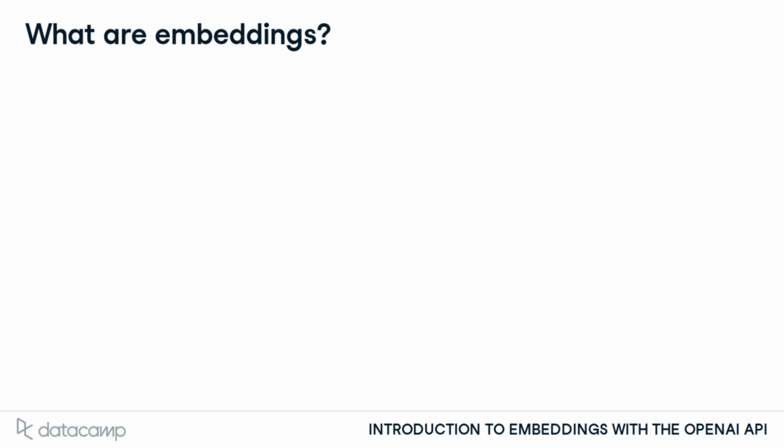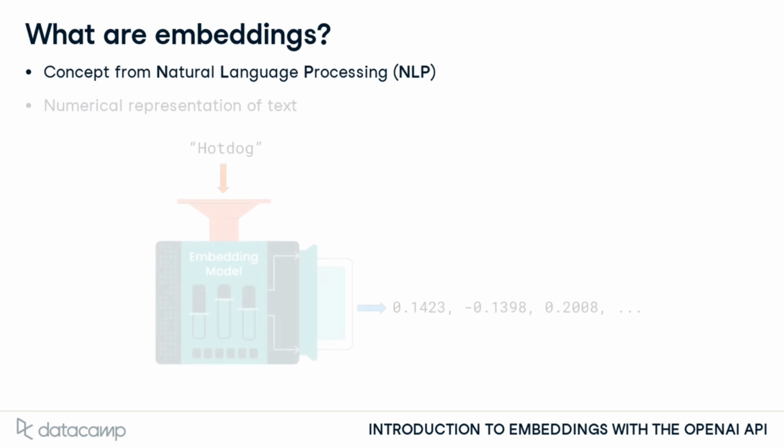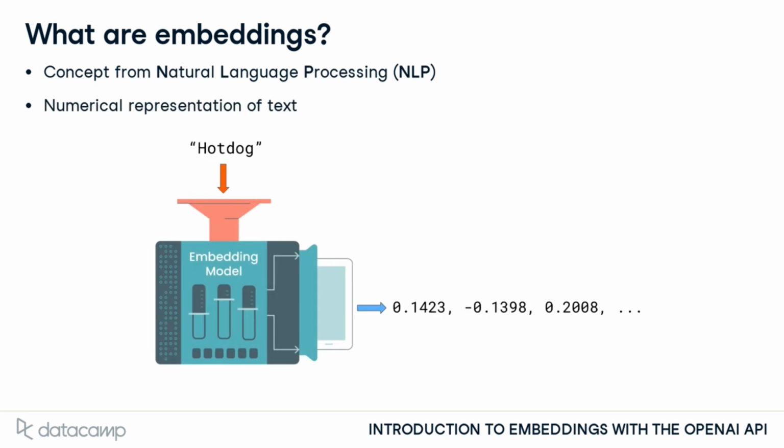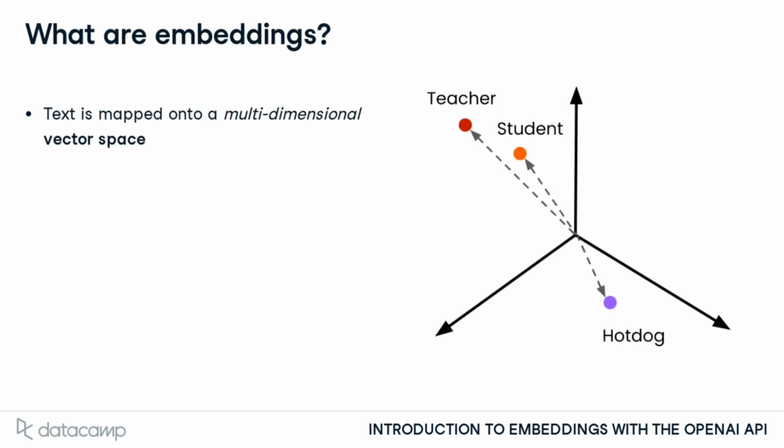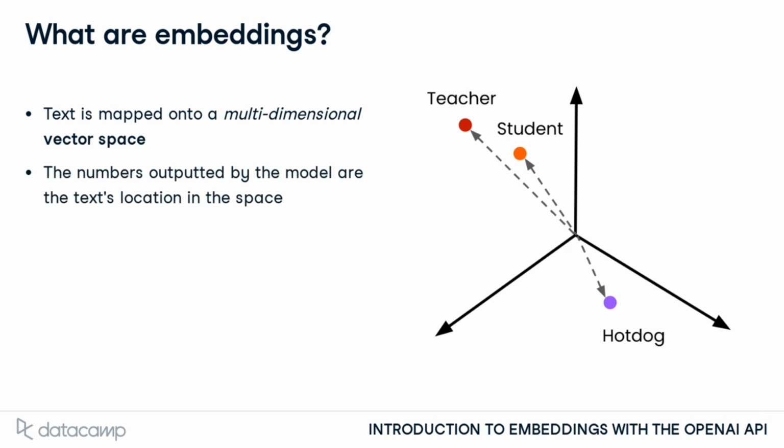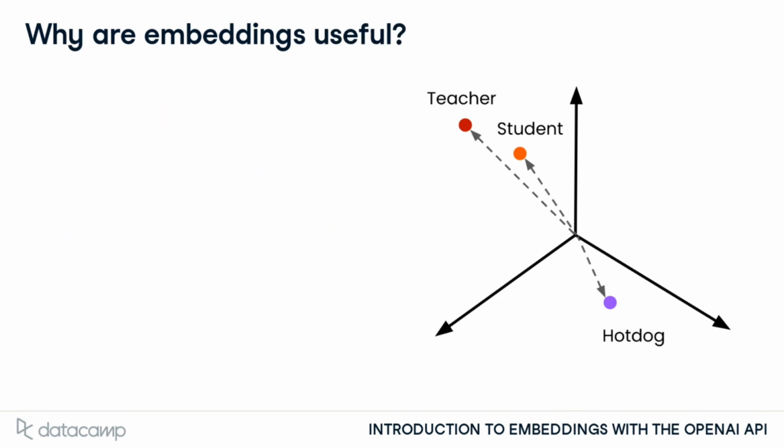Let's dive right in. Embeddings are a fundamental concept in natural language processing, or NLP, where text, which can be words, phrases, or entire documents, are represented in numerical form. More specifically, an embeddings model maps text onto a multi-dimensional space, or vector space, and the numbers outputted by the model represent the location of the text in that space. More similar pieces of text or words, like teacher and student, are mapped closer together in the space, and dissimilar words are mapped further away.